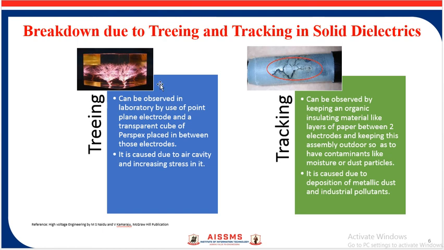Also, treeing can be observed in the laboratory by use of a point-plane electrode and a transparent cube of Perspex placed between these electrodes, as seen in this figure. It is caused due to an air cavity and increasing stress in it. Whereas tracking can be observed by keeping an organic insulating material like layers of paper between two electrodes and keeping this assembly outdoors so as to have contaminants like moisture or dust particles. It is caused due to deposition of metallic dust and industrial pollutants.